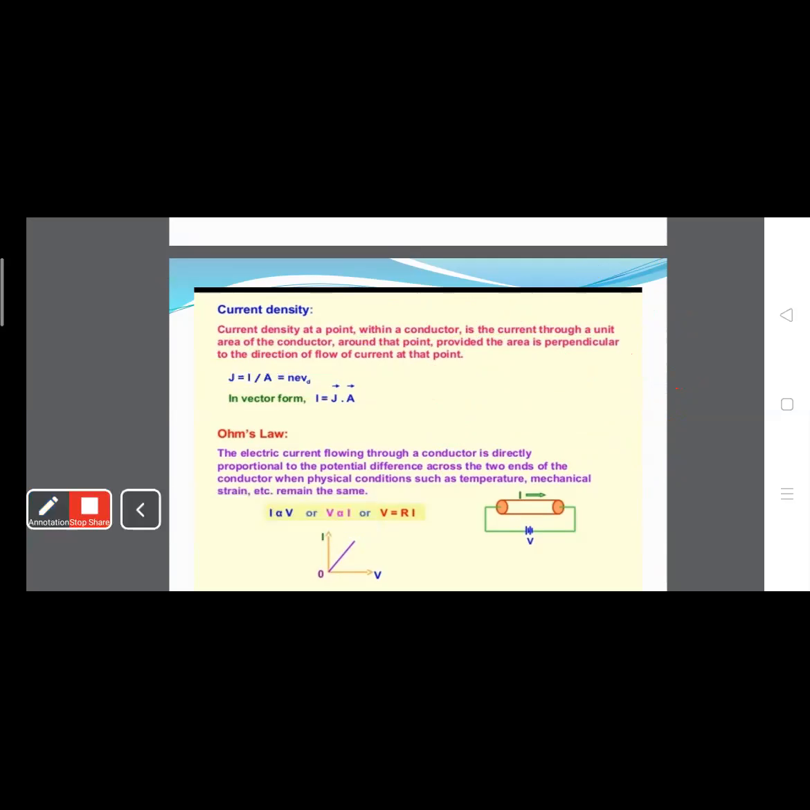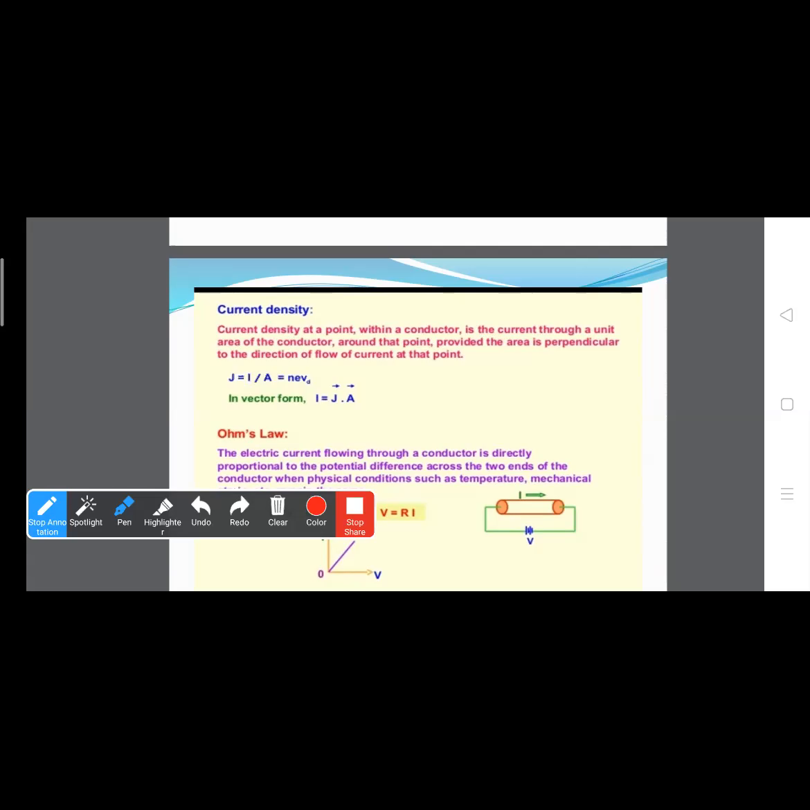So how can we write the current density in vector form? The vector formula is given by I equal to J dot A. Since J is a vector quantity, current density is a vector quantity, and area is also a vector quantity. So current is given by J vector dot A vector. Okay. So I think this is clear to you.